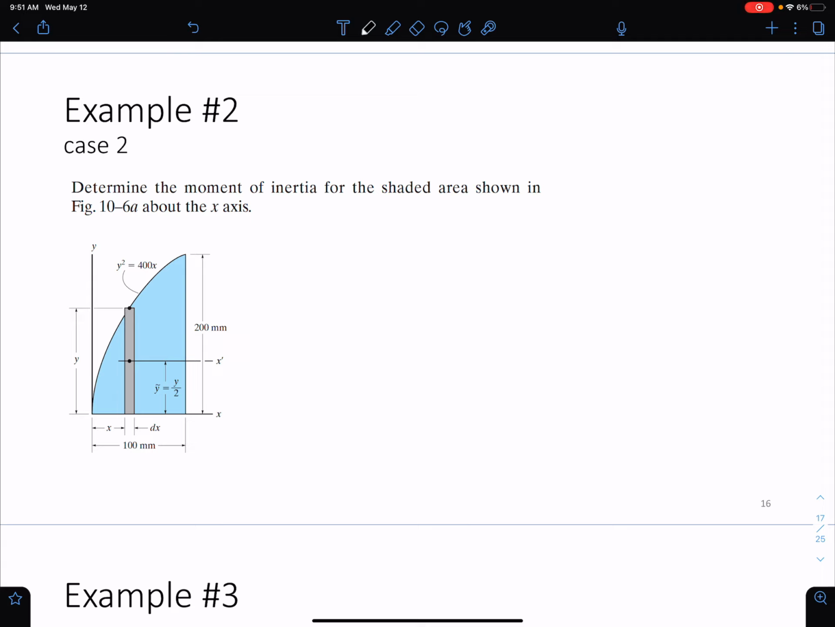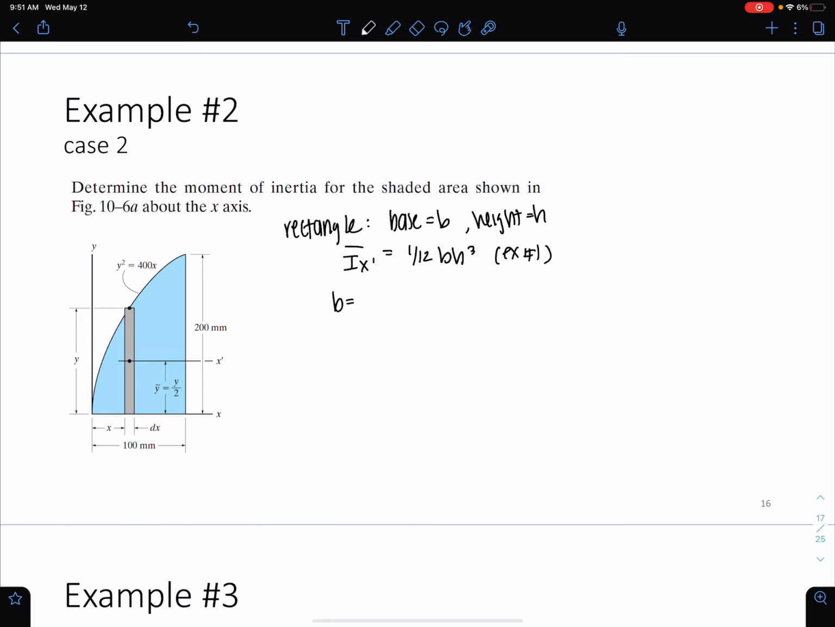So let's go ahead and look at this rectangle. For this rectangle, our base is b, and our height is h. And we want our Ix prime, which is equal to 1 over 12 b h cubed. We derived this in example 1. So our base in this case is our dx, our h is y for this element, and the centroid of the element is at y over 2 from the x-axis, right?